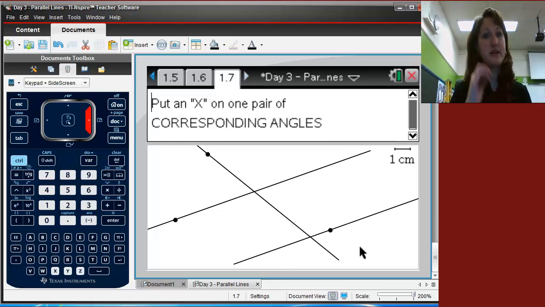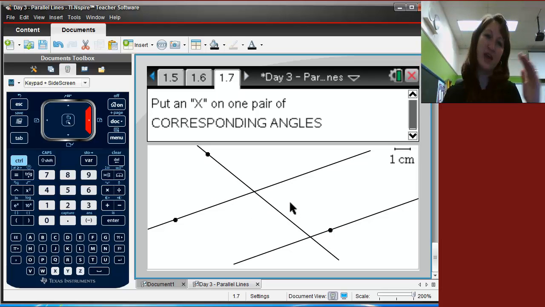And the last one, corresponding angles. These are angles that are in the same place. So with this one, if you think about having two sets of four angles, we have the four angles on the top right here, and we have the four angles down on the bottom right there. Corresponding angles are angles that are in the same place on the top and on the bottom.